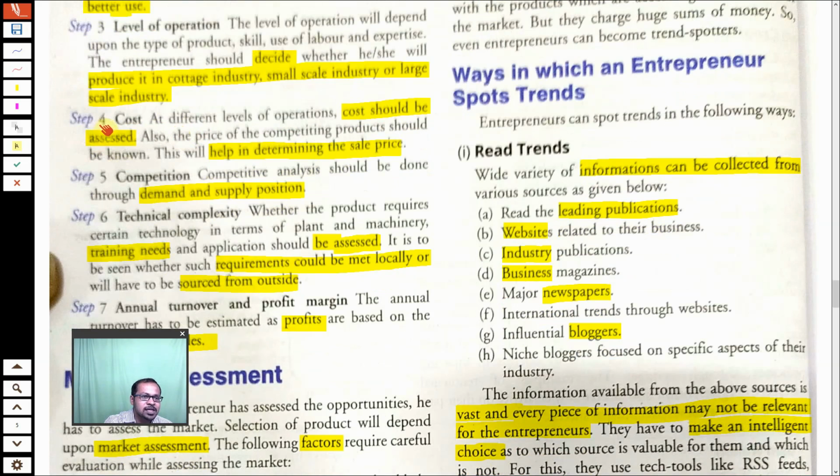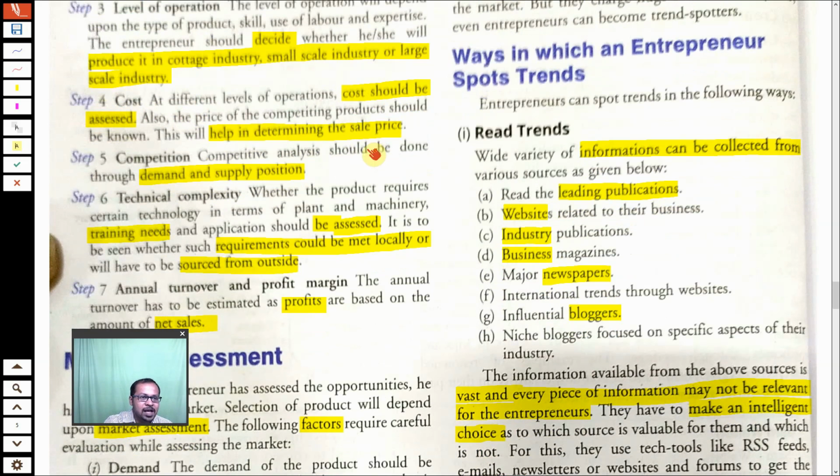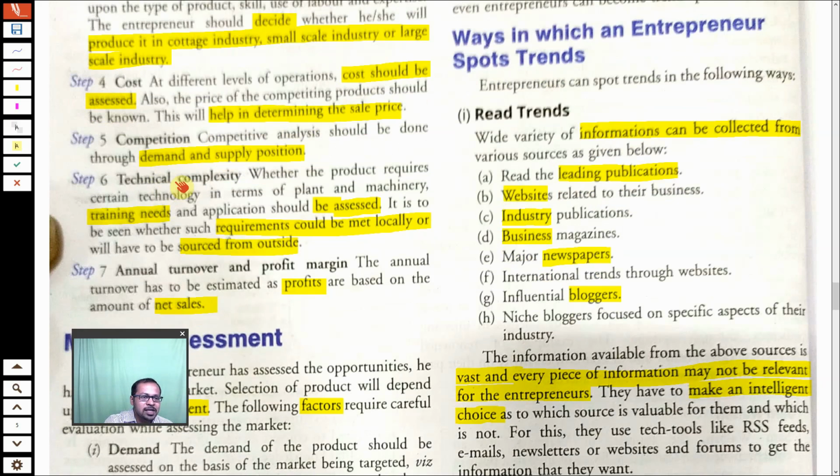Then fourth is the cost. After you have decided the level of operation, then you should actually have the knowledge about the cost price. Only then you can decide the sale price. So pricing is important. Then you need to have analysis of the demand and supply situation. It means you need to judge the level of competition in the market. And suppose if your product is technologically complex, then you need to understand whether any training is required for your employees to operate special machinery, or for your employees to give proper after sales services.